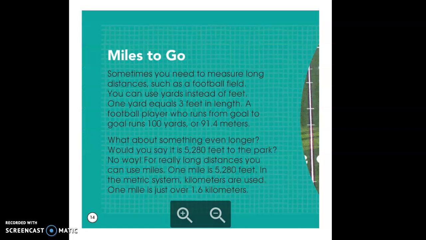Miles to go. Sometimes you need to measure long distances, such as a football field. You can use yards instead of feet. 1 yard equals 3 feet in length. A football player who runs from goal to goal runs 100 yards, or 91.4 meters.